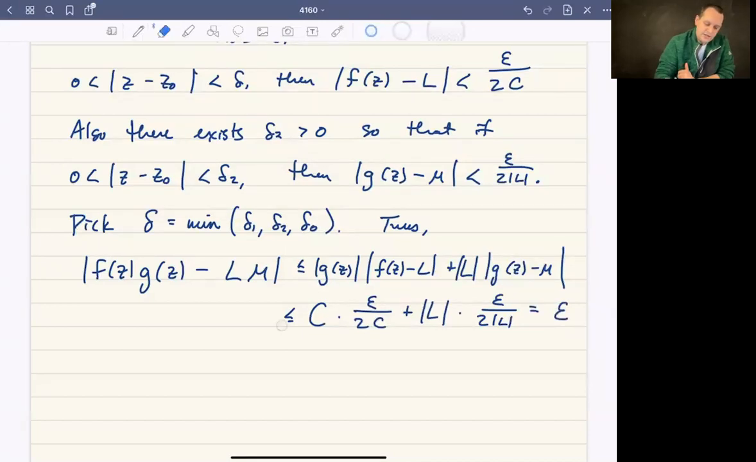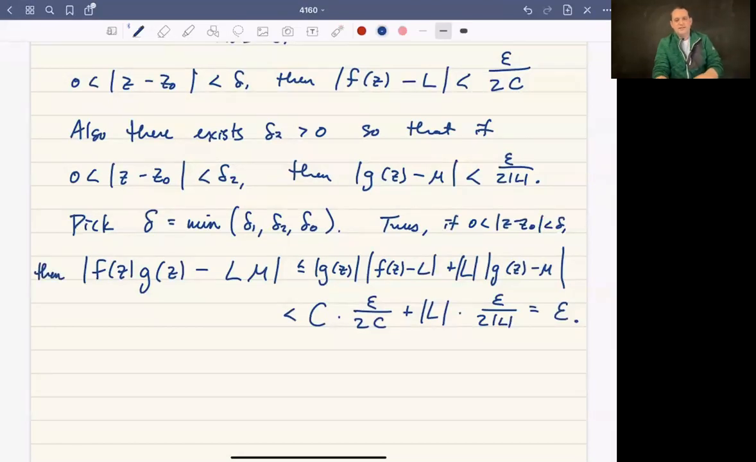One last thing I should say is that I want this to be a strict inequality, because the inequalities up here are strict as well. Now all the pieces are in place, all the i's are dotted and t's are crossed. So the modulus of f times g minus LM is less than epsilon. For all epsilon, we can find a delta so that this happens. Thus, and I forgot one more thing, sorry: if the modulus of z minus z naught is less than delta, then the modulus of f of z times g of z minus LM is less than epsilon. That does it.